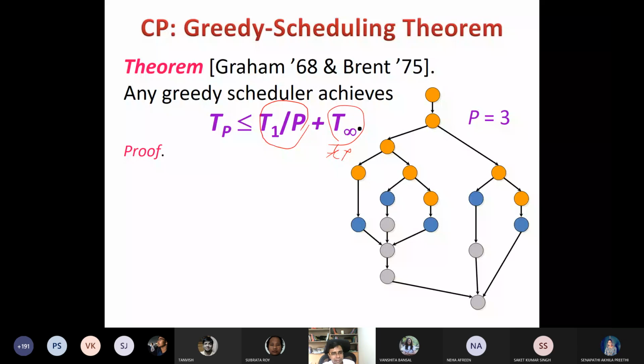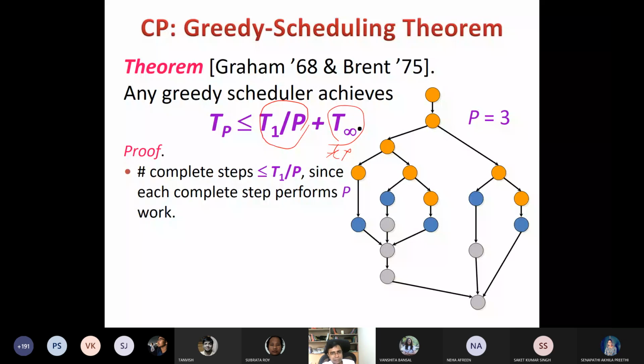What we are trying to say is, whenever you are scheduling tasks on P processors, suppose in this case P is equal to 3, then the number of complete steps is at most T1 by P. What is a complete step? That means all the processors are busy. Complete step means all the processors are busy, so you have enough tasks to execute at a particular state. That is called a complete step.